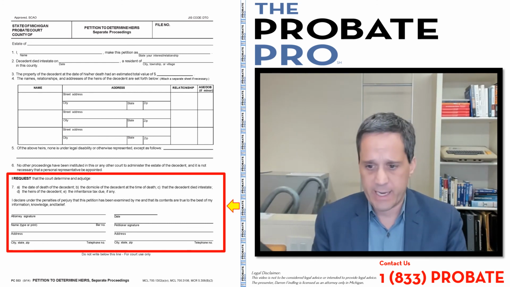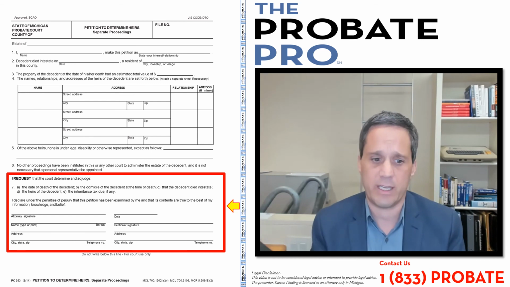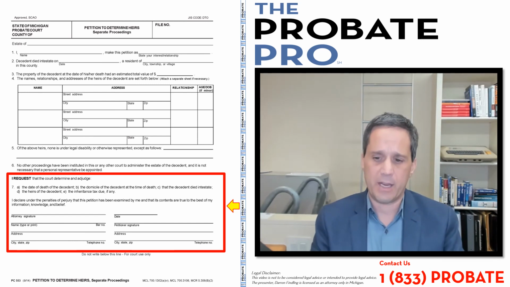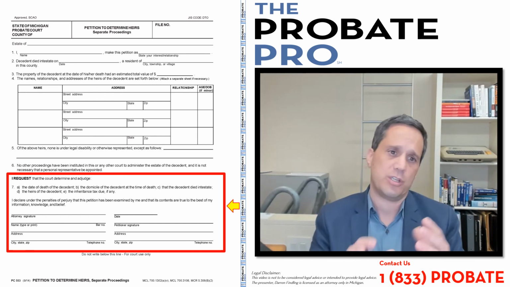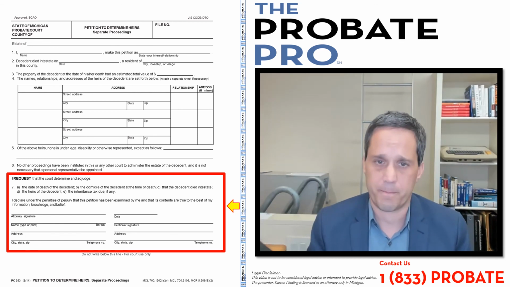In this particular case, there's a spot for the signature of the petitioner, as well as if there's an attorney involved in the file. Again, a very narrow form used when there isn't formal, full probate administration in Michigan.